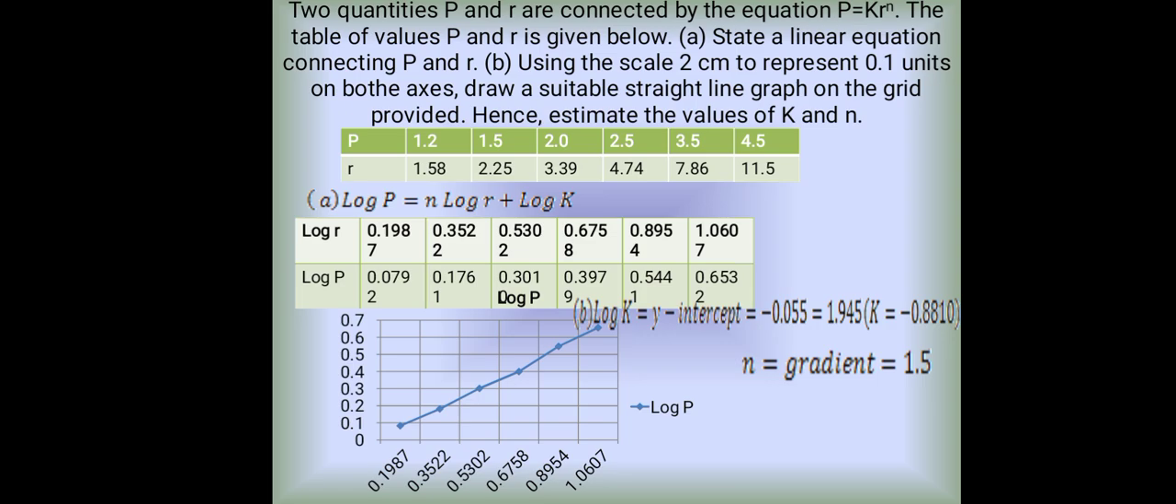Two quantities p and r are connected by the equation p = krⁿ. The table of values of p and r is given below. A. State a linear equation connecting p and r. B. Using the scale 2 cm to represent 0.1 units on both axes, draw a suitable line graph on the grid provided. Hence, estimate the values of k and n.